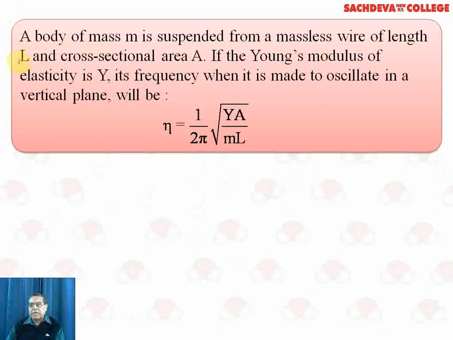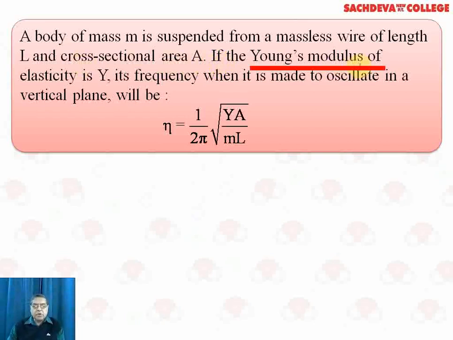A body of mass m is suspended from a massless wire. When we use this term massless wire, it means that we are assuming it, because every wire has some mass; no doubt, we are taking a wire of very little mass. So a body of mass M is suspended from the massless wire of length L. When we suspend the mass, the weight of the mass is mg. So mg is the downward vertical force, and L is the original length of the wire. The cross-sectional area of the wire is A, which is pi r square.